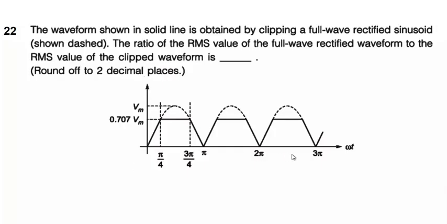The waveform is given here, in which the dashed line shows the full wave rectified sinusoidal waveform, and the bold line shows the clipped waveform. It is given that the output voltage waveform is given, and we need to find the ratio of the RMS value of the full wave waveform to the clipped waveform. So we need to find the answer and fill it in. This is a numerical answer type question.